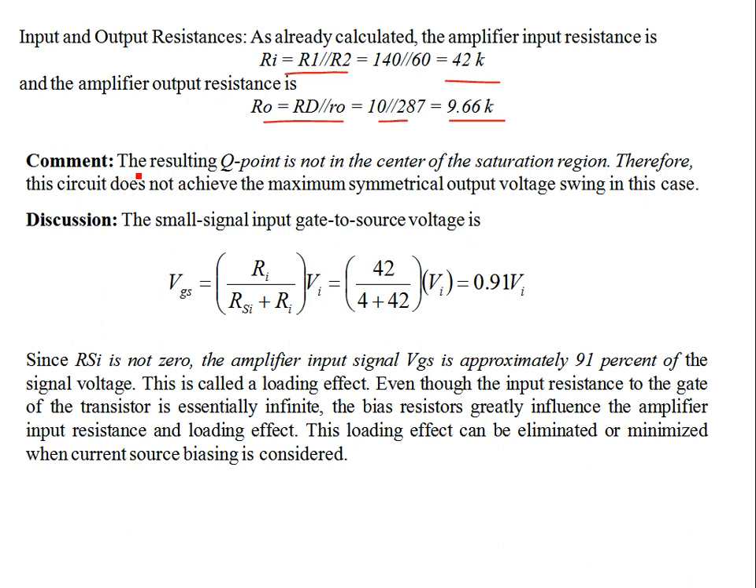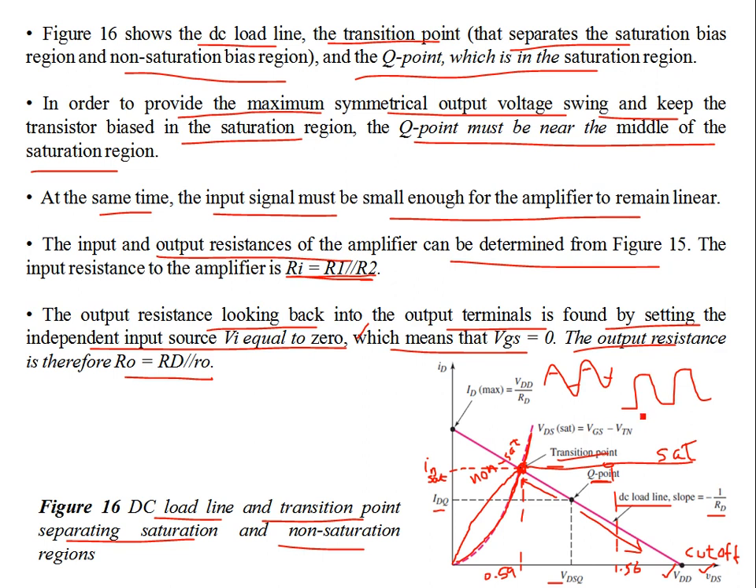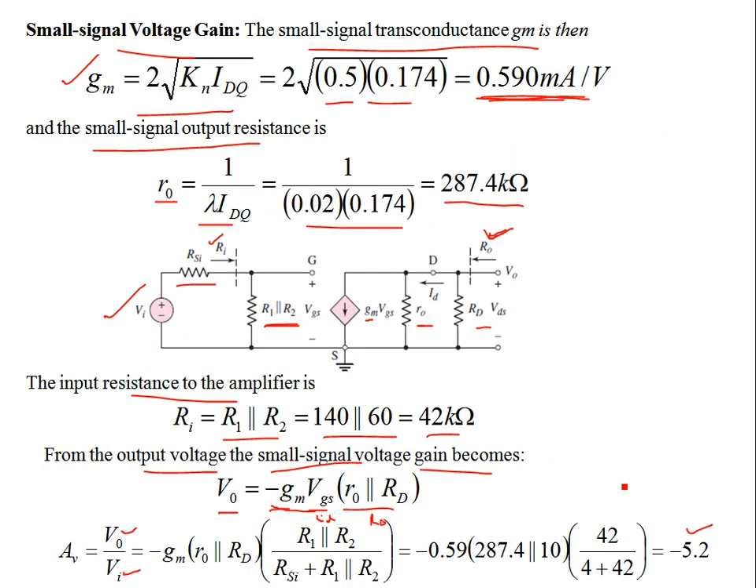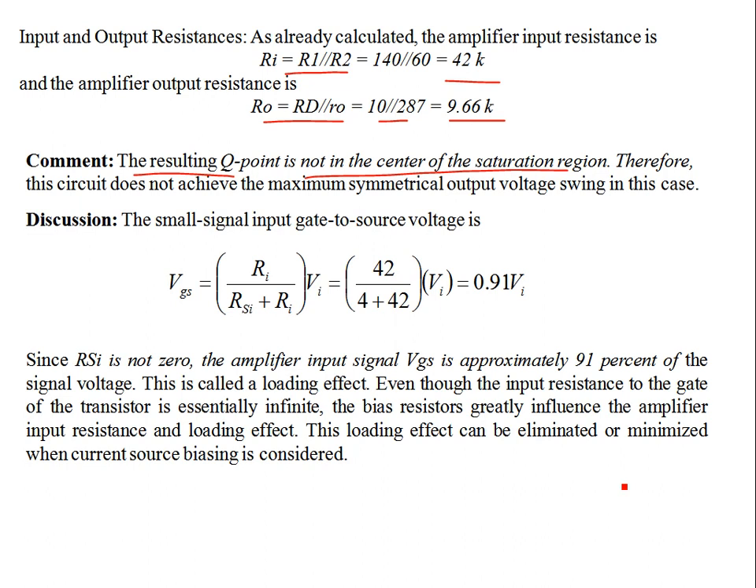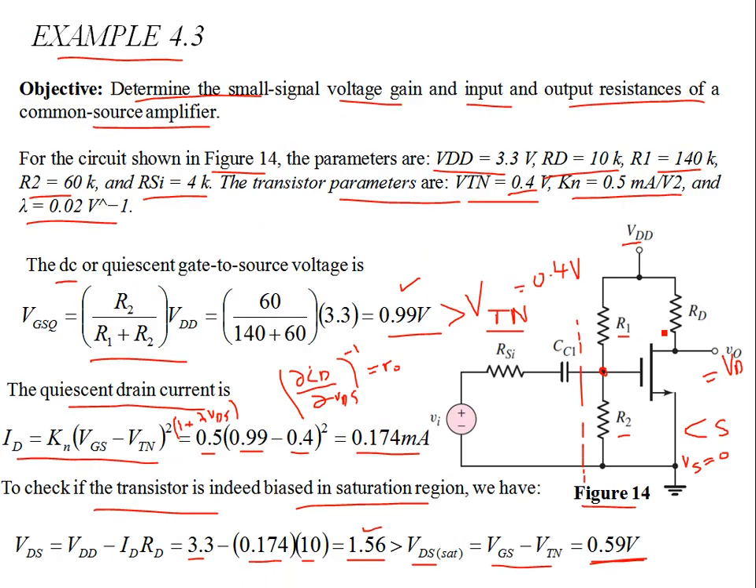So the comment is, the resulting Q point is not at the center of the saturation region. We didn't make sure that the Q point lies at the center, which is there to ensure the output swing is symmetrical and maximum. For that, we didn't select R1, R2 and RD to give that Q point, because R1 and R2 are establishing your VGS. They are responsible to bias the transistor in the saturation region. But in the saturation region, it has to be in the middle.